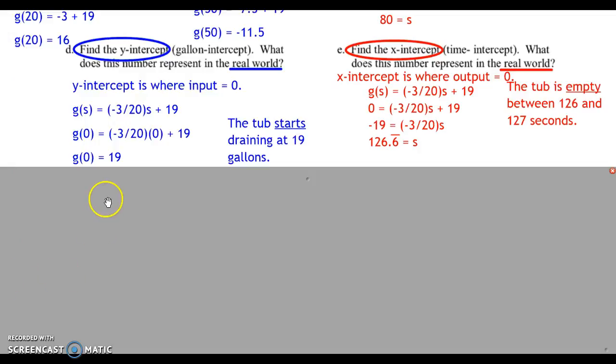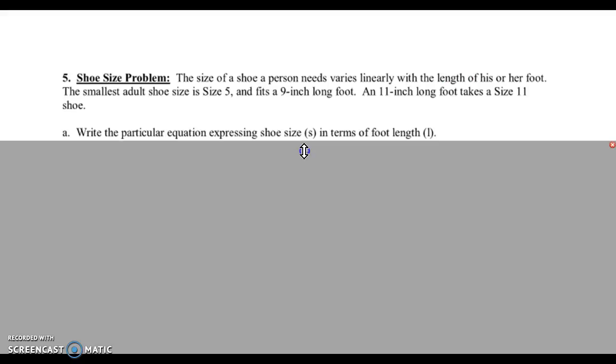I'm going to show you one more problem and then I will sign off. Alright, this linear function modeling problem involves shoe sizes. It says the size of a shoe a person needs varies linearly with the length of his or her foot. The smallest adult shoe size is size 5 and fits a 9-inch long foot. An 11-inch long foot takes a size 11 shoe. We're supposed to write an equation representing shoe size in terms of foot length.